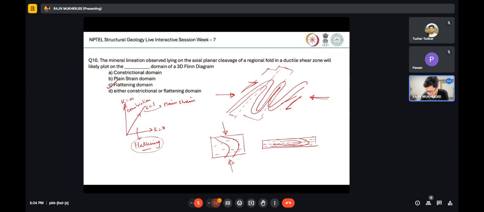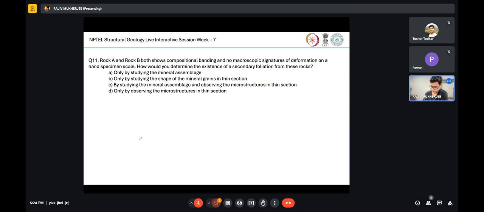Okay, so moving on to the next question. Rock A and rock B both show compositional banding and no macroscopic signatures of deformation on a hand specimen scale. How would you determine the existence of a secondary foliation from these rocks? Option A, only by studying the mineral assemblage. Option B, only by studying the shape of the mineral grains in thin section. Option C, by studying the mineral assemblage and observing the microstructure in thin section. And option D, only by observing the microstructures in thin section.